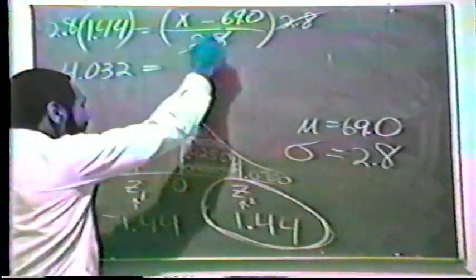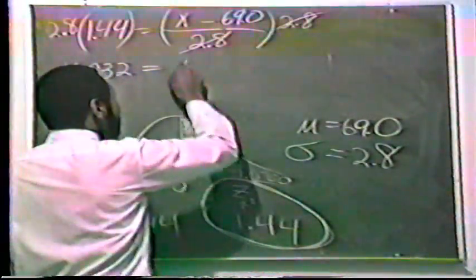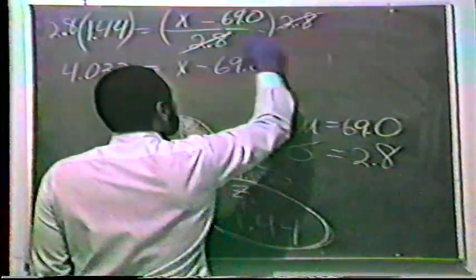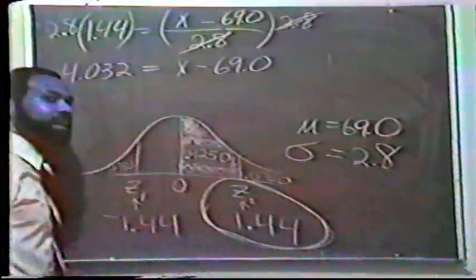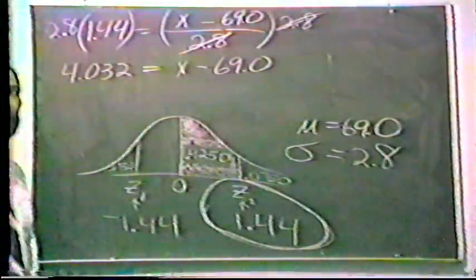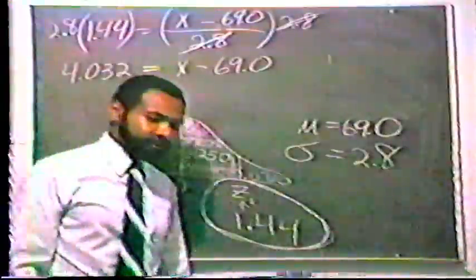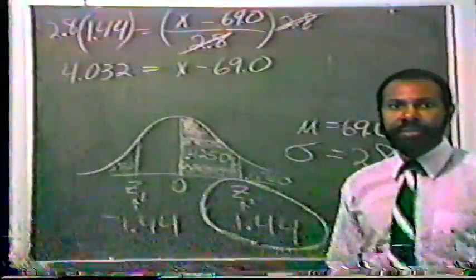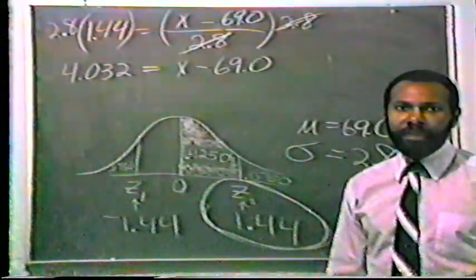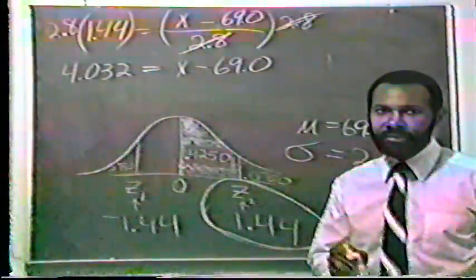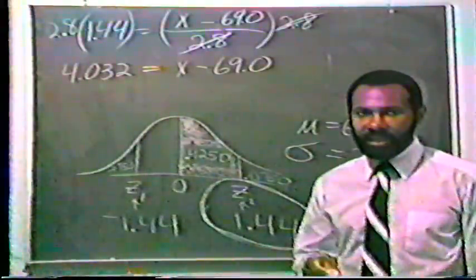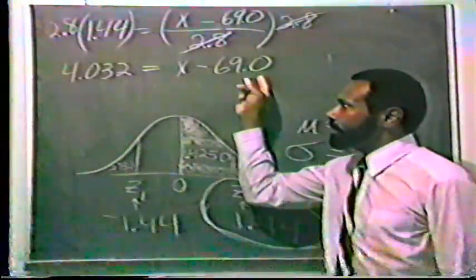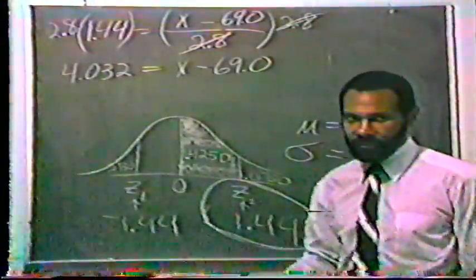4.032. On the right side, we now have x minus 69.0 because the 2.8's canceled. They cancel one another. Now, we're still trying to solve this equation for x. We're still trying to get x on one side of the equation by itself. You should recall from your algebra classes what you have to do now to each side of this equation to get x by itself.